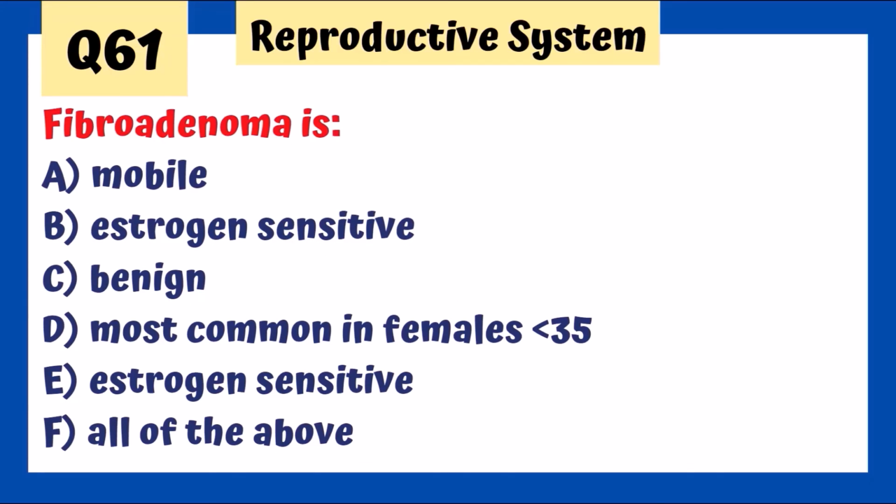Fibroadenoma is all of the above. I wrote fibroadenoma, made that in red. It's really all of the above. It's mobile, it's estrogen sensitive, it's benign. She shouldn't worry about it. It's more common in females under 35, and it is estrogen sensitive, which increases in size when? During pregnancy or prior to menstruation.